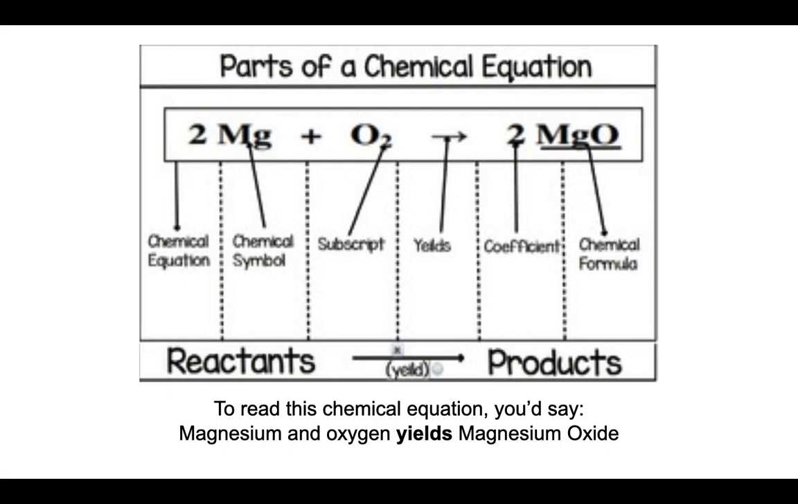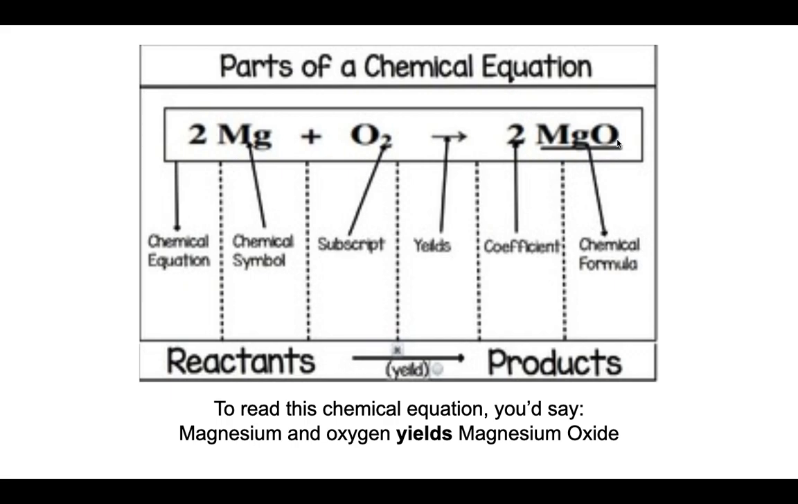Right now I just want to get into the parts. But our coefficient tells us how many of that molecule we have. So we've got 2 atoms of magnesium plus 1 molecule, but that molecule has 2 atoms of oxygen, yields us 2 molecules of magnesium oxide.